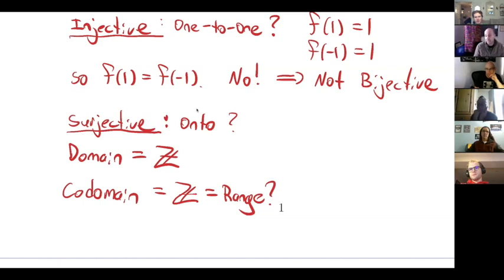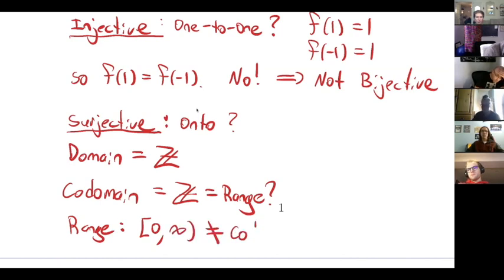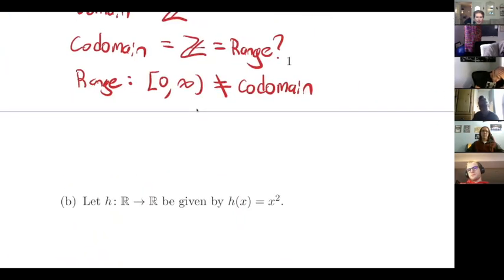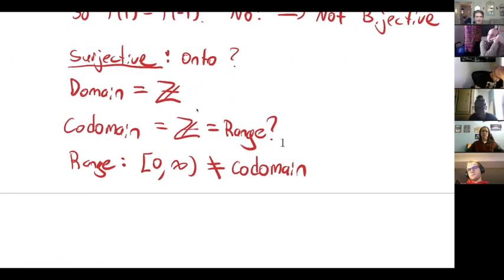So what's the range of this function? The range is only positive integers. Yeah, that's right. So the range also includes 0 and the positive integers, right? So it'd be like non-negative things. So the range here is not equal to the codomain. So that rules out the fact that it would be surjective.